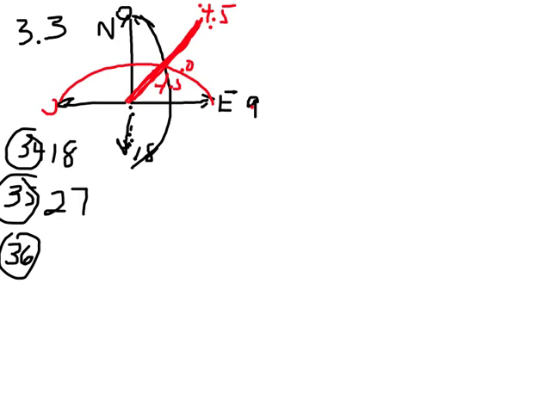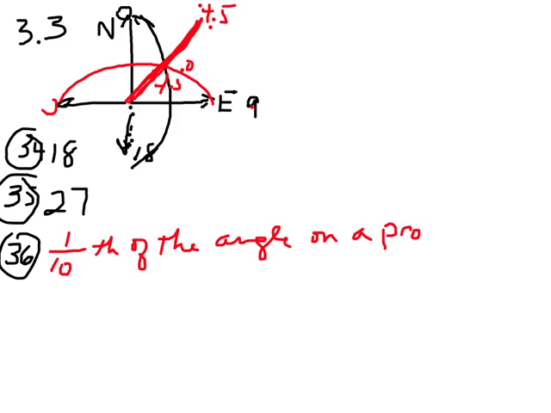You would divide the number by 10, and remember, dividing by 10 is the same thing as multiplying by a tenth. So they're a tenth of the angle on a protractor, basically. If you were to measure a 45-degree angle on a protractor, you would call that 4.5 on the runway.